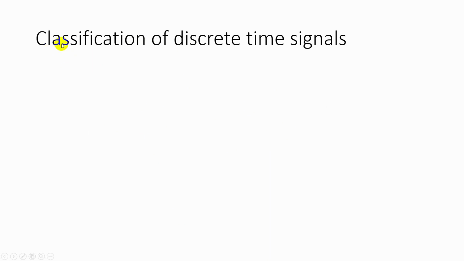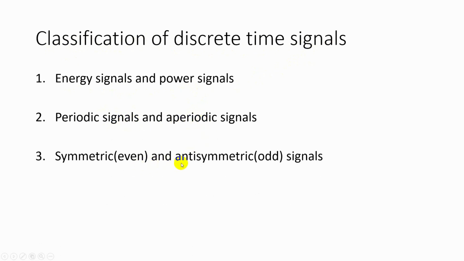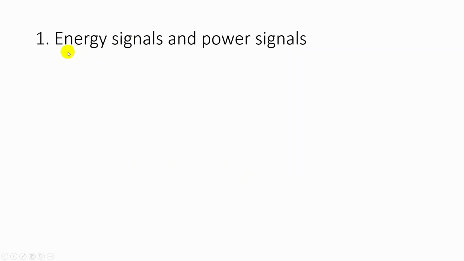Now we are going to see the classification of discrete time signals. They are energy and power signals, periodic and aperiodic signals, symmetric and antisymmetric signals, or even and odd signals. First category we are going to see is energy signals and power signals.